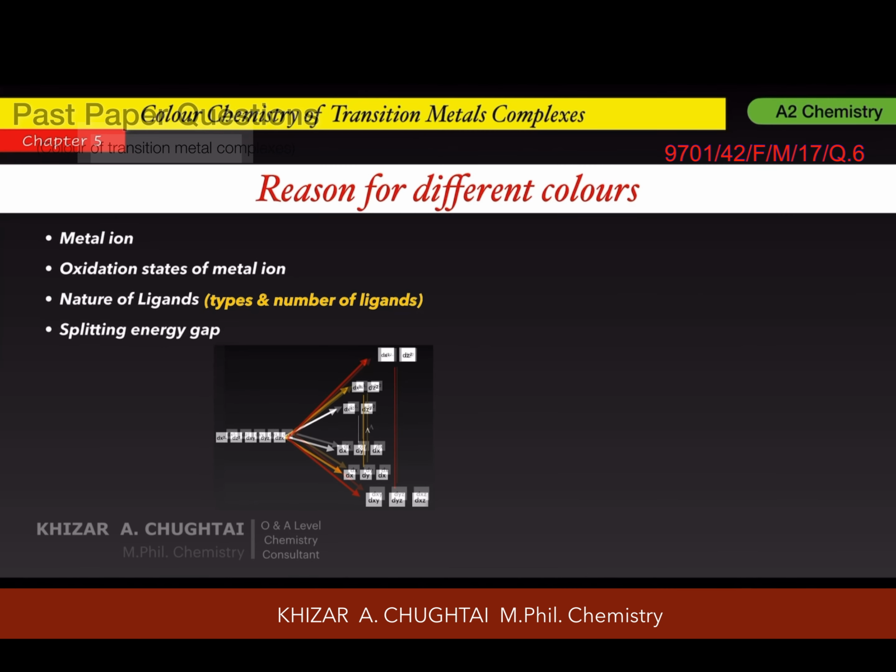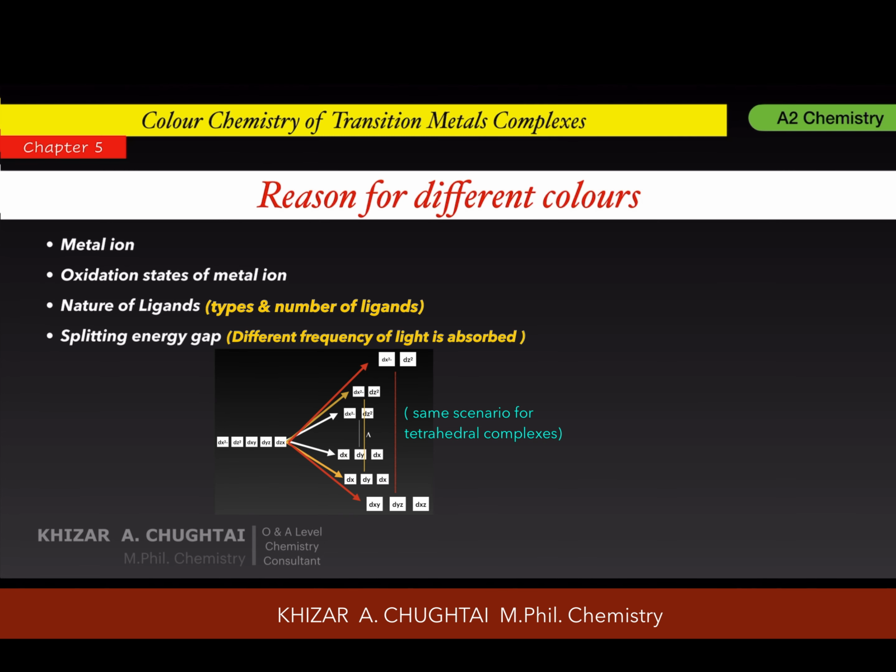For basic reasons: if the metal ions are different, then color will be different. Oxidation state of the metal ion is different, color will be different. Nature of the ligand is different, color will be different. Even type and number of ligands are different, color will be different. And they all are going to change the splitting energy and so on.